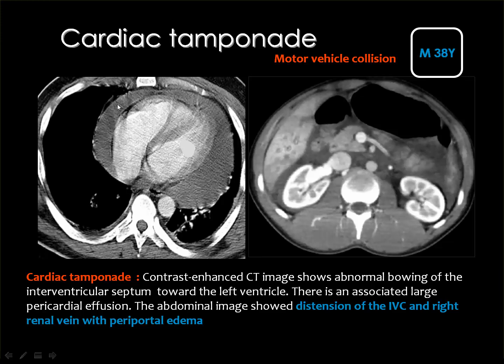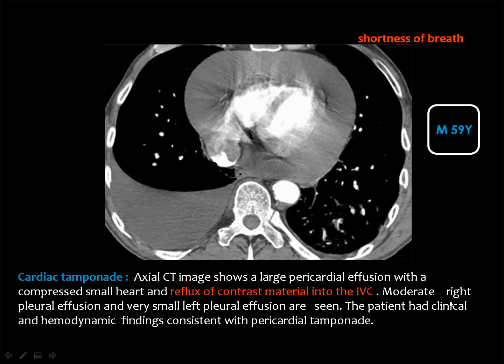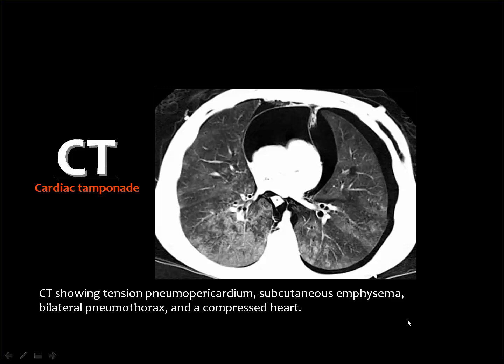In this case, you see a big amount of fluid within the pericardium, and you see the sign of kinking of the interventricular septum. Also, you see the distension of the IVC, which is 2 or 3 times the caliber of the adjacent aorta, distension of the right renal vein, and the periportal edema as hypodense halos around the portal venous tracts. And this is what we call the contrast level in the aorta. And also you got massive pericardial collection, and you got simultaneous opacification of the IVC and the aorta in the arterial phase.